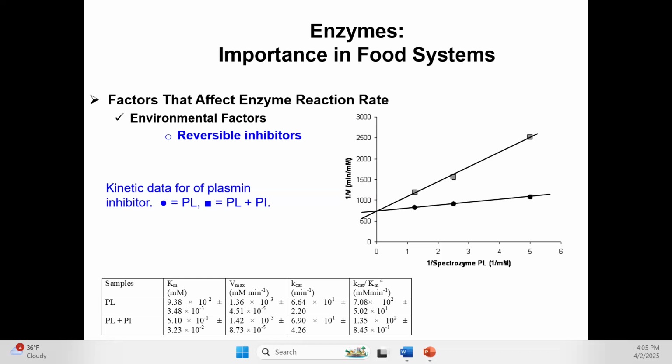It's a competitive inhibition. So in this case, you have a substrate, say beta-casein, and you have an inhibitor that is binding in the same binding site on the enzyme. So the rate of the reaction is not impacted because once the enzyme binds to the substrate, the reaction proceeds at the same rate. So what's happening is the inhibitor is competing with the substrate.